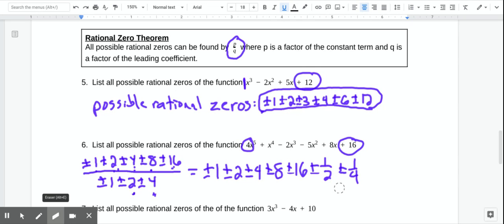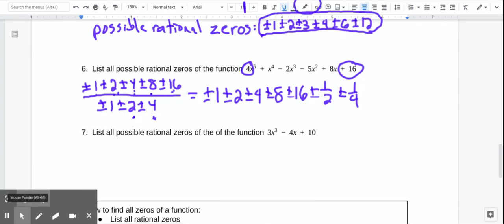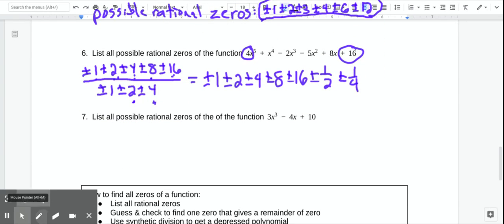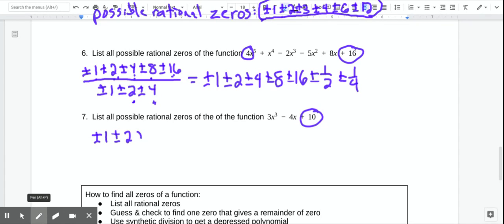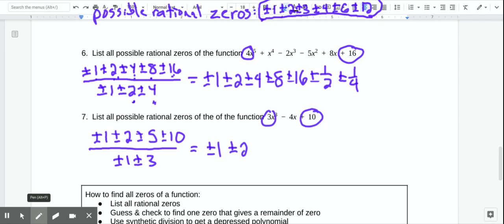Let's do one more example, and then we'll put it all together in the last video. We want to list all of the possible rational zeros of this function. So we're going to take the factors of 10, which are 1, 2, 5, and 10, and divide them by the factors of 3, which is 1 and 3. So we need to take all 4 numbers on top and divide them by 1, which fortunately doesn't change anything.